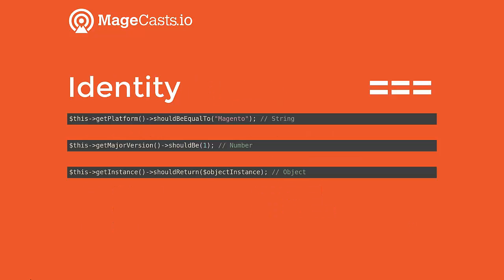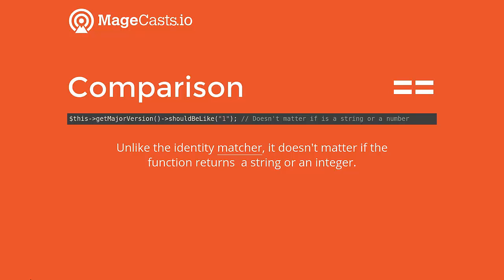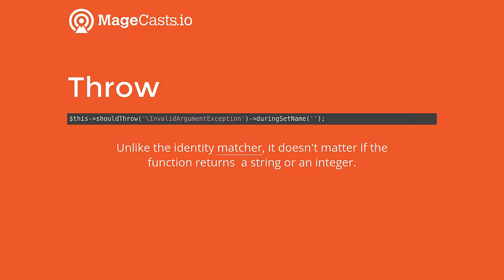The first matcher on our list is the equivalent of the identical operator in PHP. With this type of operator, both type and value need to be identical for the matcher to return true. Next, we have the comparison operator, similar to the identity matcher, but the comparison uses the equal operator in PHP, which only compares against the value. So in this case, one numeric and one string will return true.